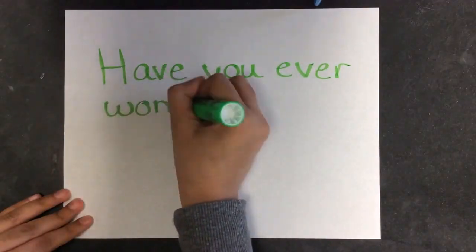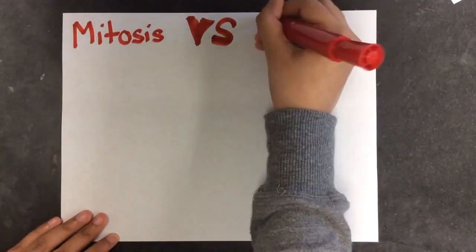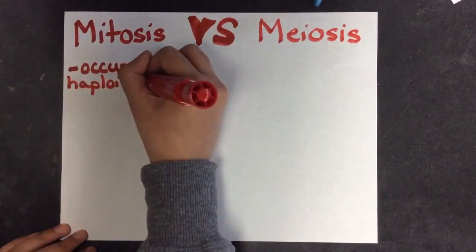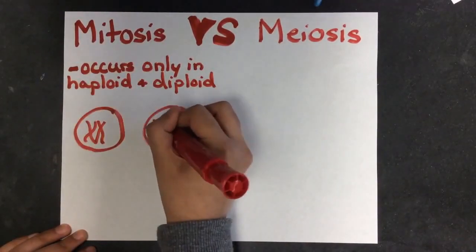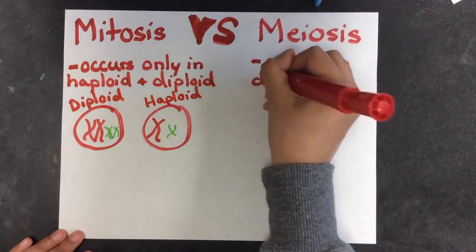Have you ever wondered how cells are able to reproduce? Well, there are two different ways cells replicate and reproduce: mitosis and meiosis. Mitosis occurs both in haploid and diploid cells, but meiosis occurs only in diploid cells. Haploids are one set of chromosomes, while diploids are two sets of chromosomes.